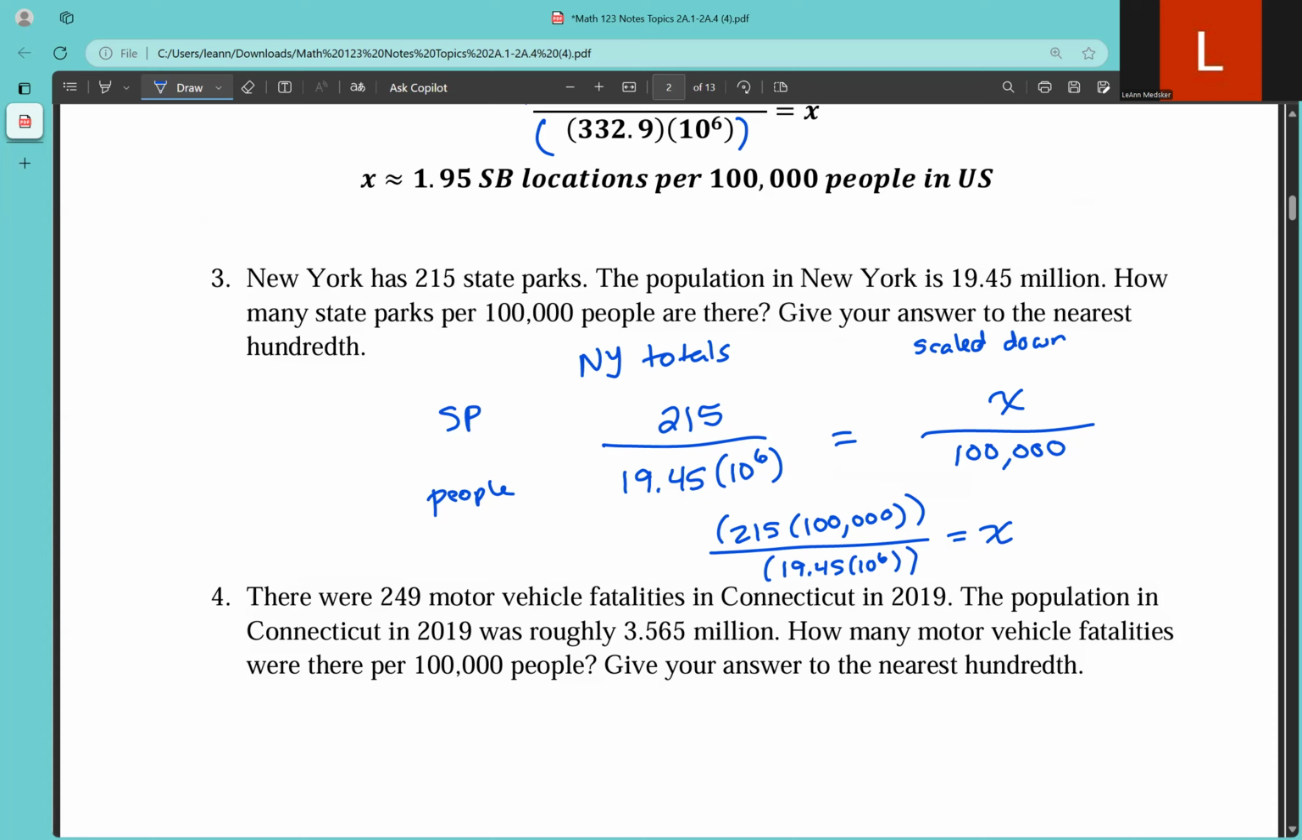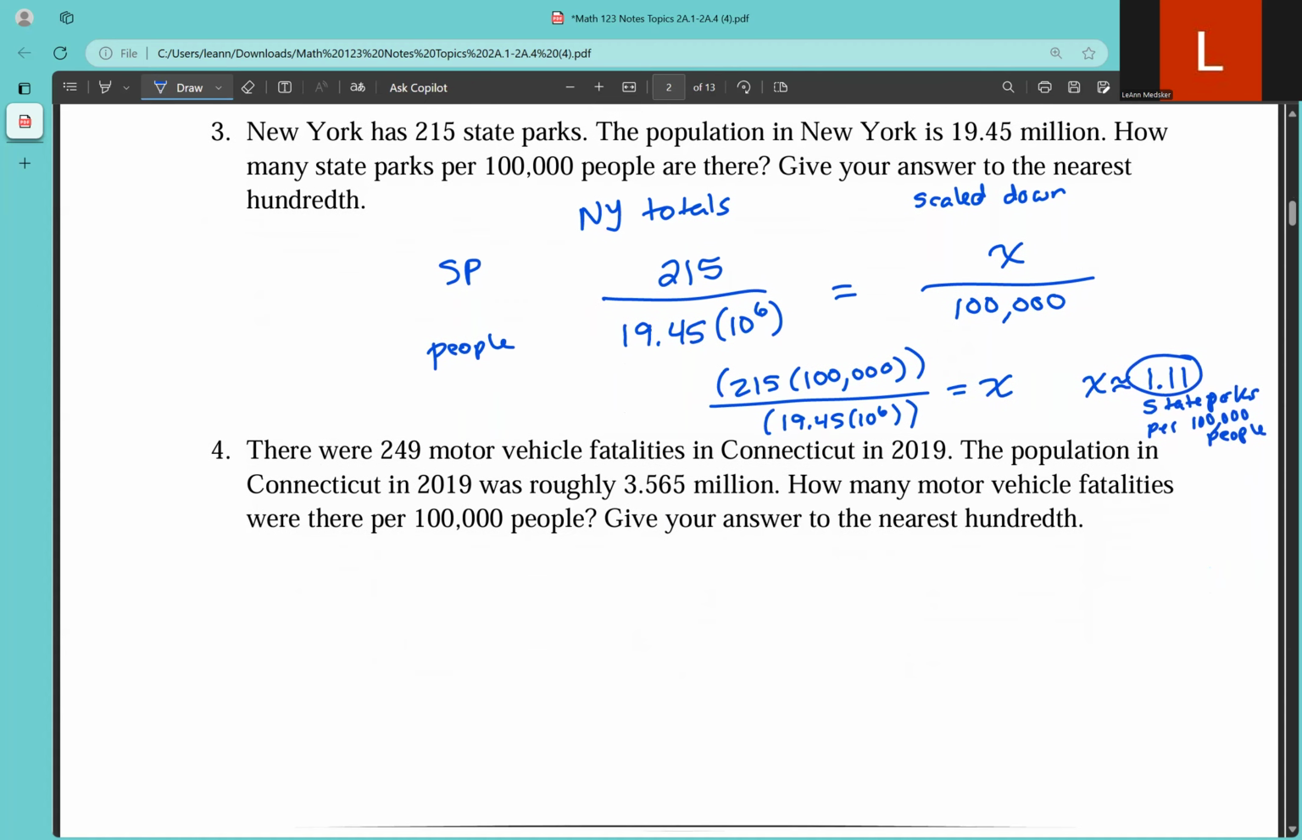So when I work this out on my calculator, let's see what we get. This is going to be roughly, and they wanted us to the nearest hundredth, so that's two decimal places, 1.11. So that would be state parks per 100,000 people. So that's the answer for that part, 1.11. It was 1.105. So that's why I rounded up to 1.11.